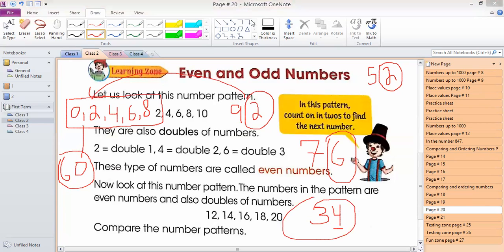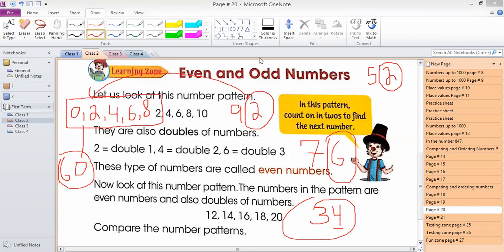Yes, sir. Very good. If the last digit of any number is 0, 2, 4, 6, or 8, then the whole number will be an even number. Or if the last digit comes in the table of 2, or it is 0, that means it is an even number. In any way you can find out.